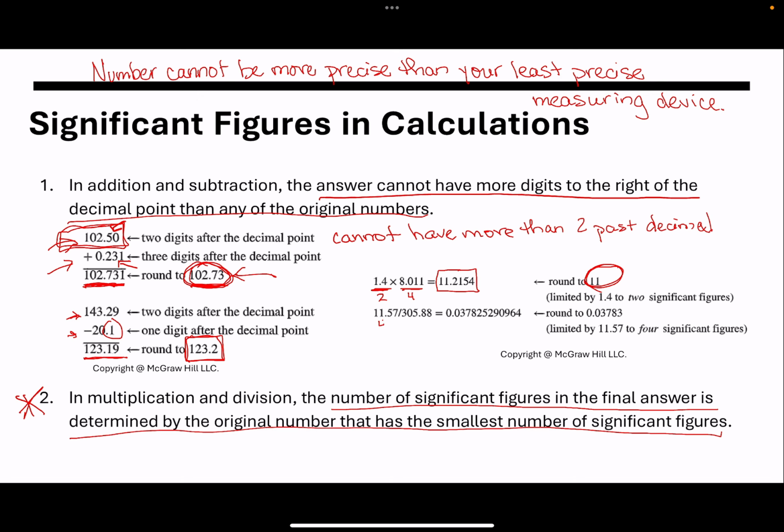Here we see we have four sig figs divided by five sig figs. And when we type that in the calculator, it'll punch out this really long number right here. But we know that our final answer cannot be more than four sig figs. So I go here and I look at the fourth significant figure, and I notice here that the number after that is a 5. So that means I'm going to round this number to a 3. So that gives me 0.03783, which would be four sig figs.